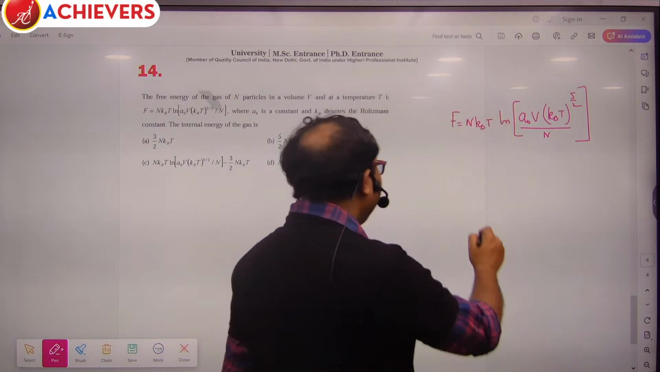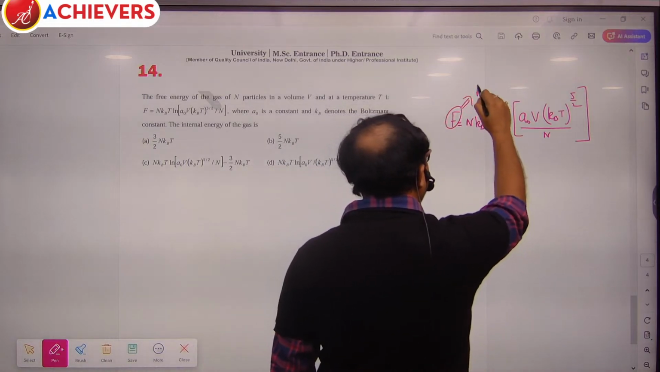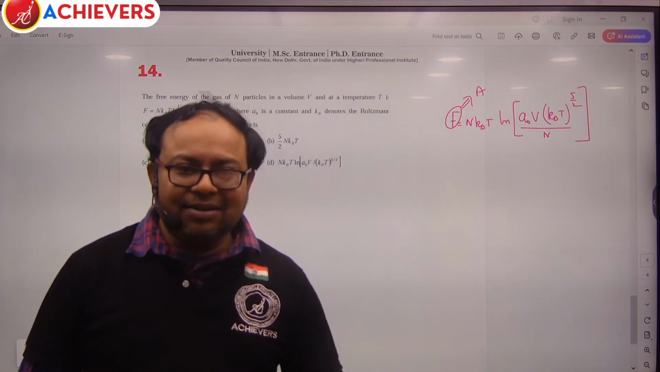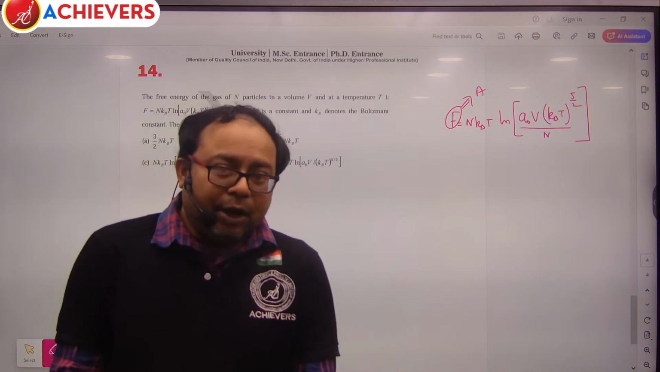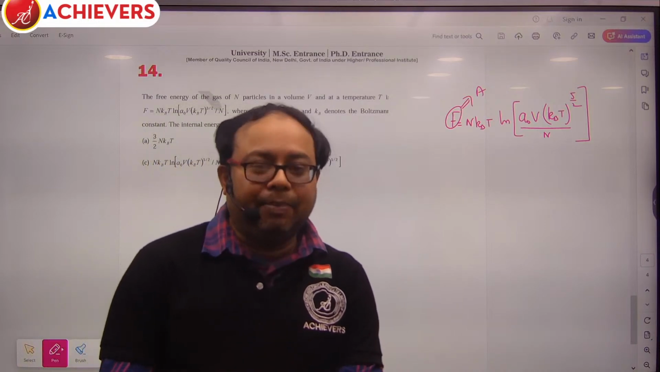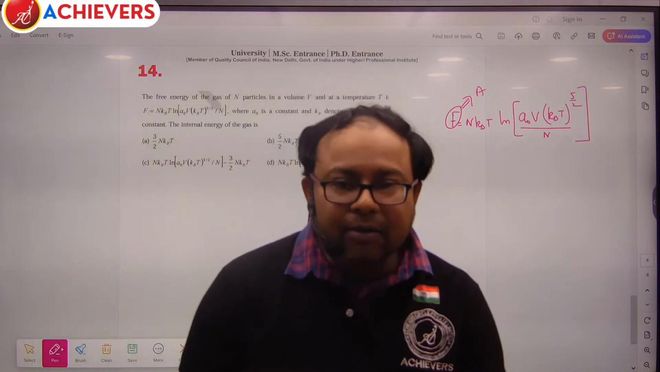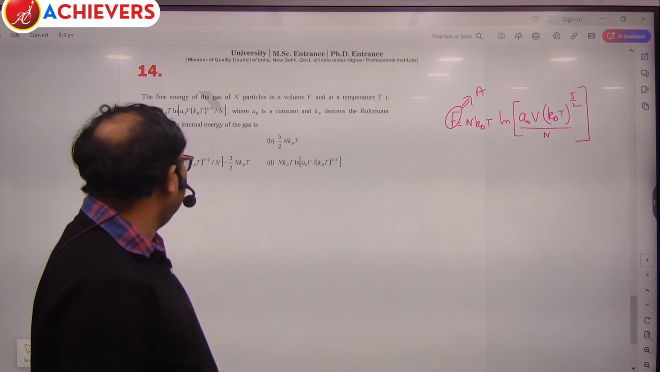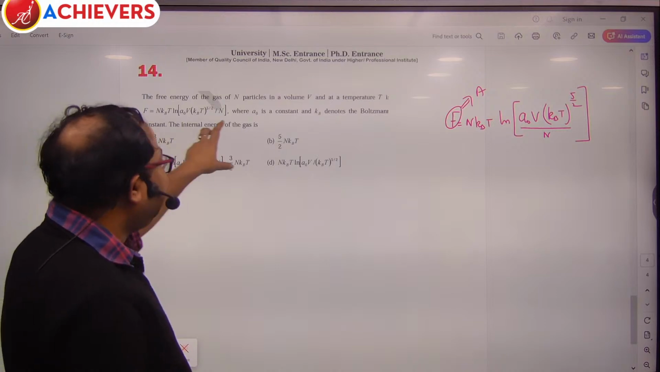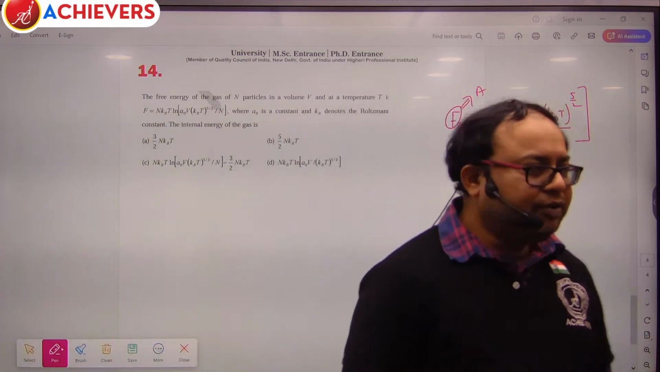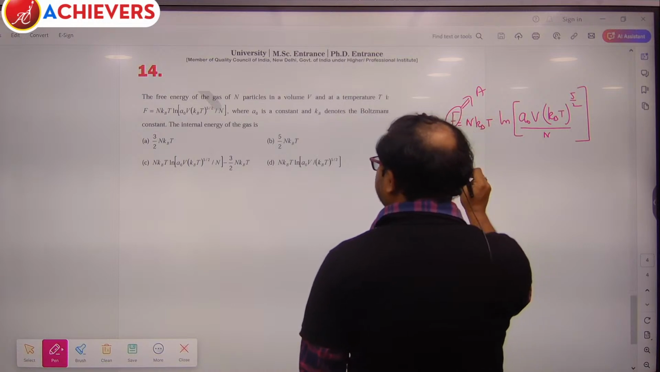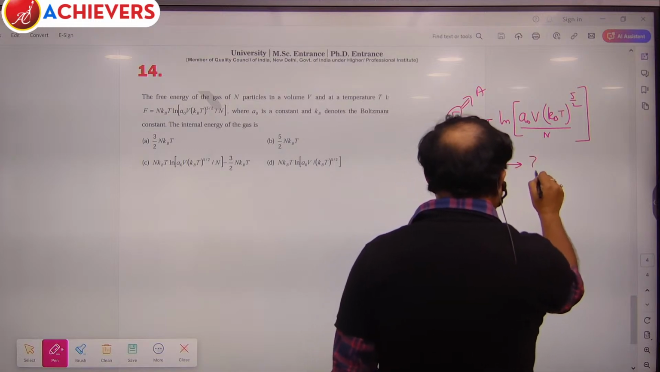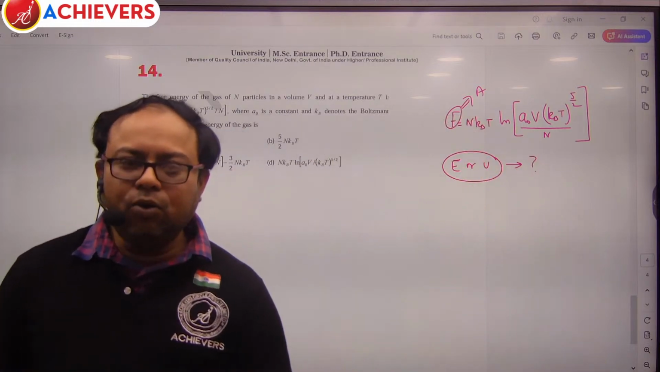What is F? F is nothing but Helmholtz free energy. We also conventionally write it as capital A. So either it is denoted as capital F or capital A as per the thermodynamic conventions. So this is quite evident. This is known to us. So the expression of F or A is given. From here you need to find out the expression of E or U, the internal energy. Now how to do that?